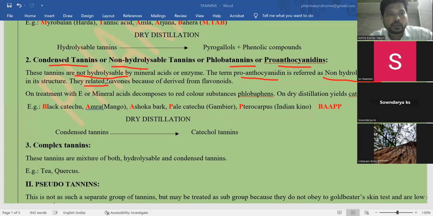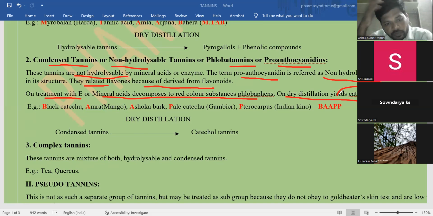They are generally related to the flavones because they are derived from the flavonoids. And on treatment with enzymes or mineral acids, they decompose to a red colored substance known as phlobaphene, and on dry distillation they yield catechols.